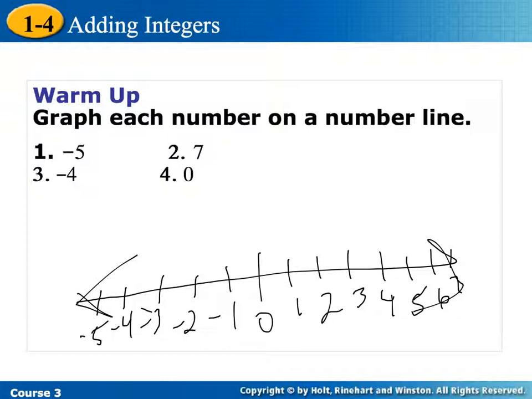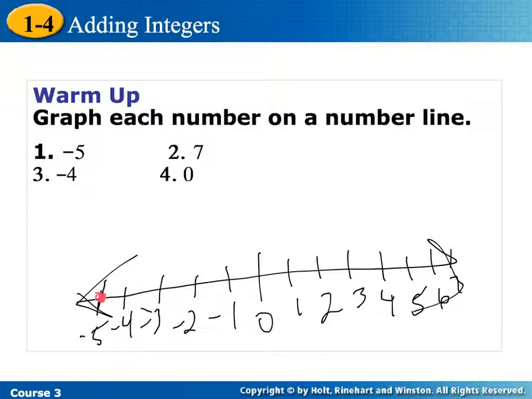Okay, so if I look at this, I'm graphing each on a number line. Alright, so I'm starting with -5. -5, I start at 0, and I go back to -5 on the number line. It's right where you see that intersection between the dash line going down and the number line going across. Okay, so right there.